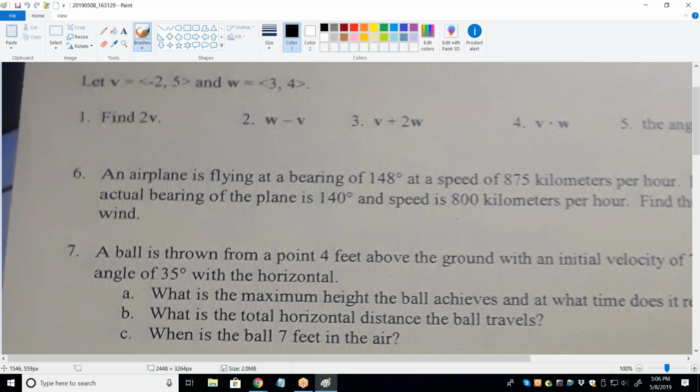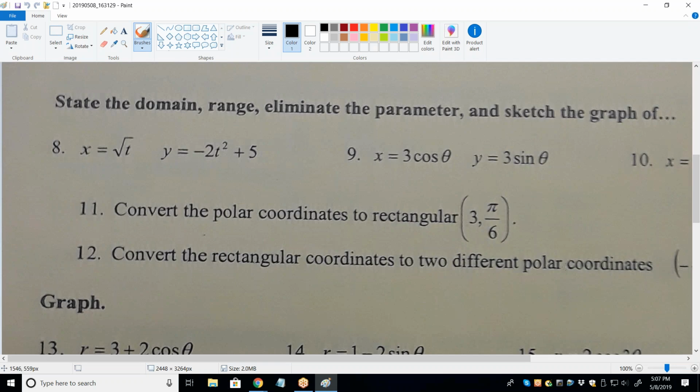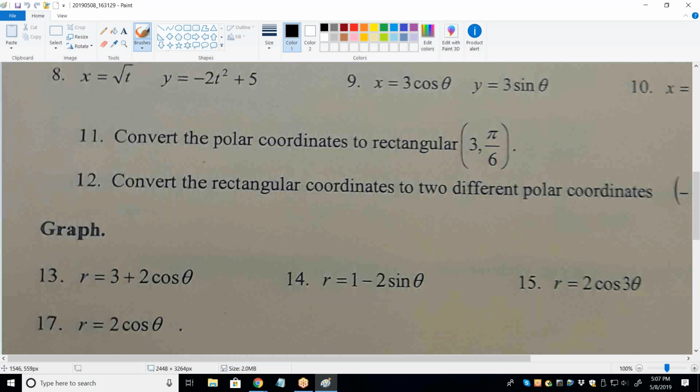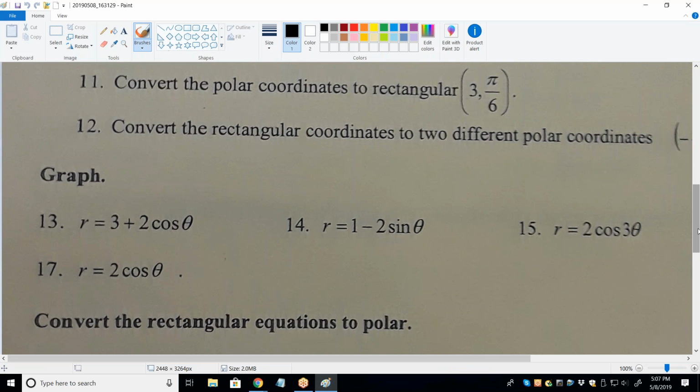So I've already done problems 1 through 10. So let's talk about doing 11. When you are converting from polar to rectangular or from rectangular to polar, there are 3 equations that are really important that you memorize.